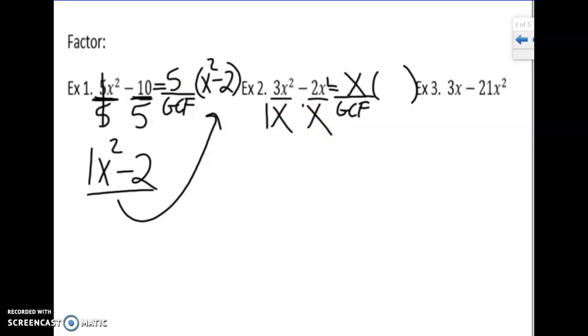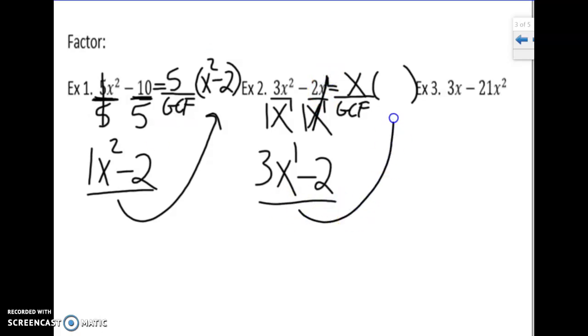So if you want to think of it as being a 1 out here, sure. 3 divided by 1 is 3. X to the second power over x to the first, subtract your exponents, you'd have 1x left. 2 divided by 1 is 2, and x over x will cancel out, and so you're left with just the minus 2. So go ahead, take what you got, put it into the parentheses as 3x minus 2.